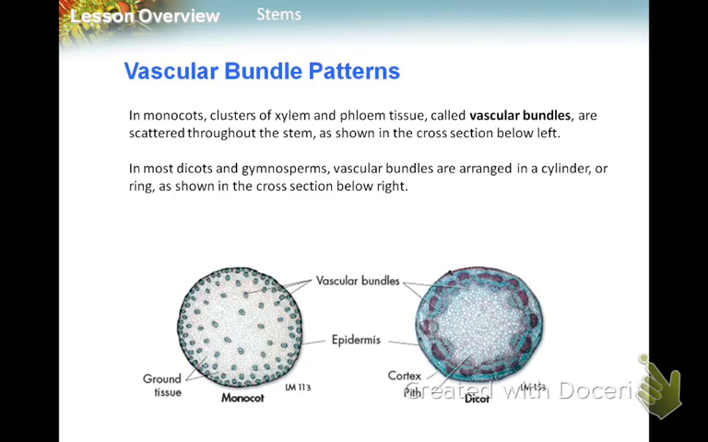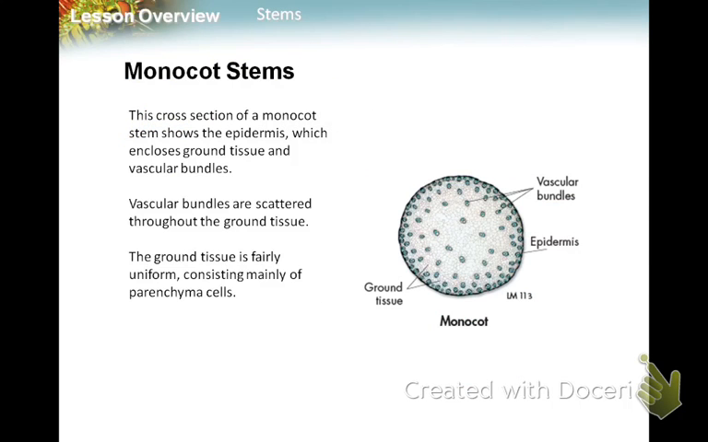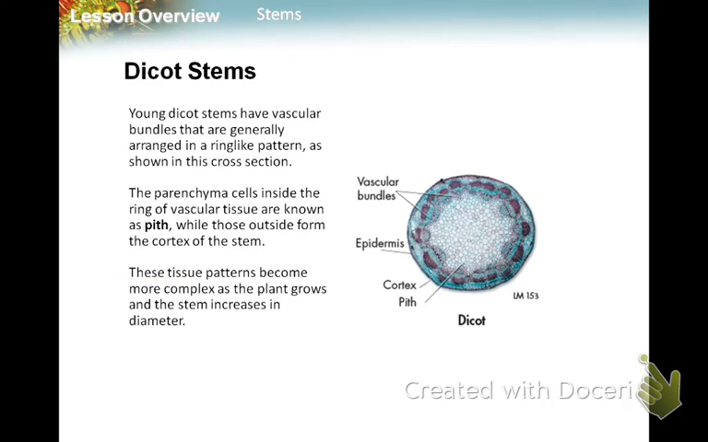As I already mentioned, in monocots, the vascular bundles are scattered, and in dicots, the vascular bundles are arranged in a cylinder or in a ring. You can see a little bit more detail about the monocot. The vascular bundles are scattered. And then the ground tissue around it, pretty similar, consisting of parenchyma. In dicots, the vascular bundles are arranged in a ring-like pattern. The parenchyma cells in the middle of that ring are called pith.